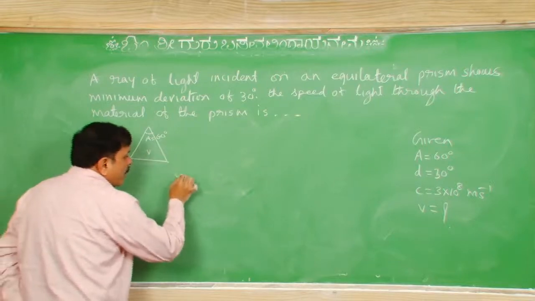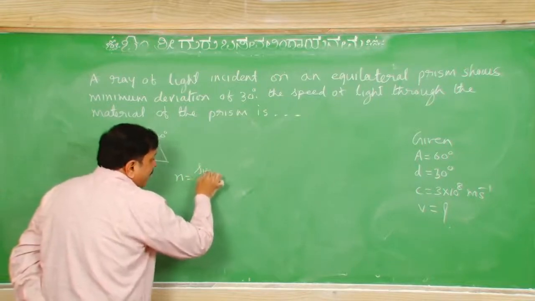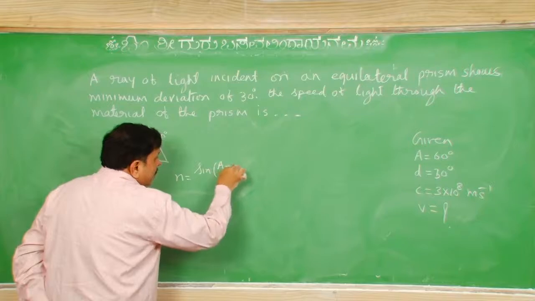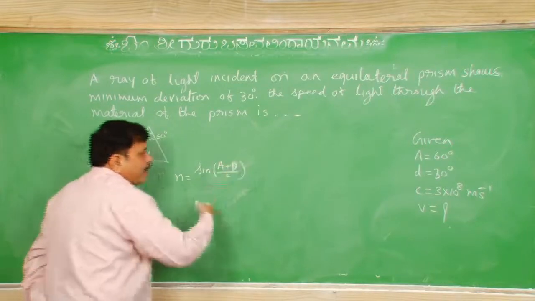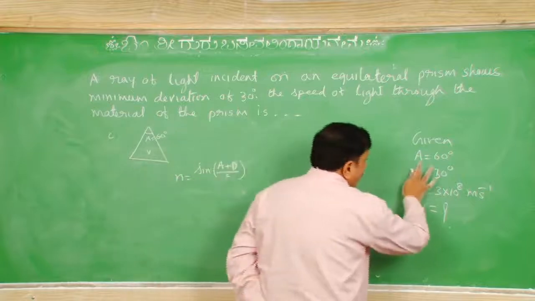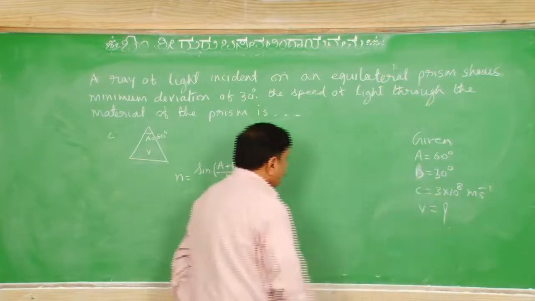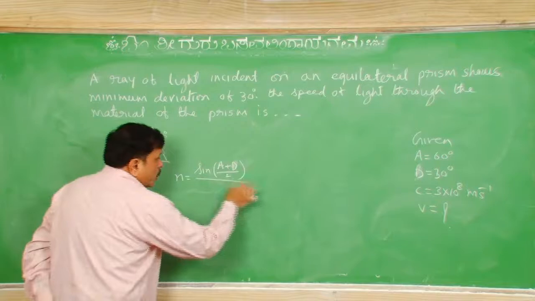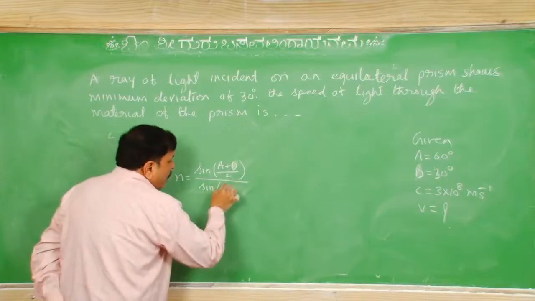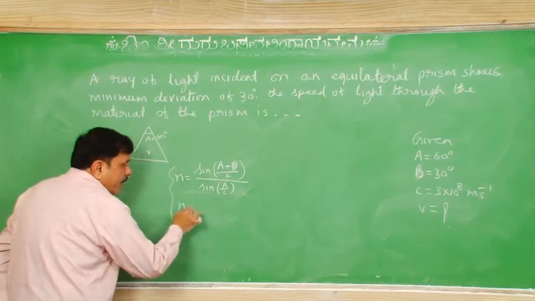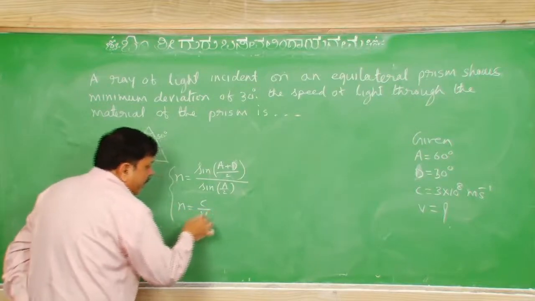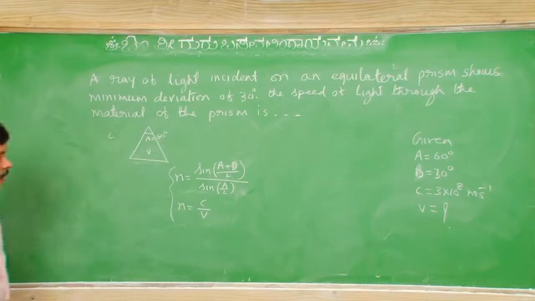Now, we know that N equal to sine of (A plus D) divided by 2, otherwise we write capital D here because the same symbol was used, minimum deviation, divided by sine of A by 2. It is one relation, and the second one, refractive index is given by C divided by V.